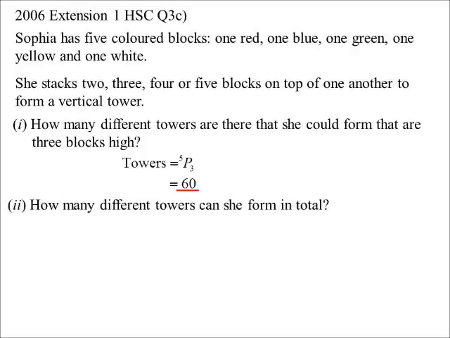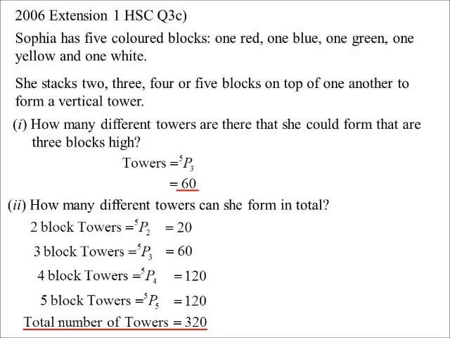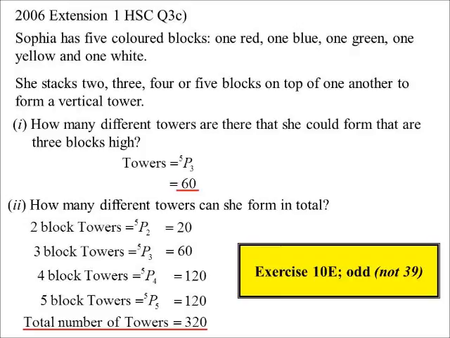Well, how many towers in total? Okay, we said a block of 1 is not a tower, it's just a block. So if I use 2 blocks, 5P2, that works out to be 20. 3 blocks we just did, that's 60. 4 blocks, 5P4, 120 ways of doing that. And then of course use all the blocks, 5P5, also 120. So in total, 320 different towers that could be made. All right.